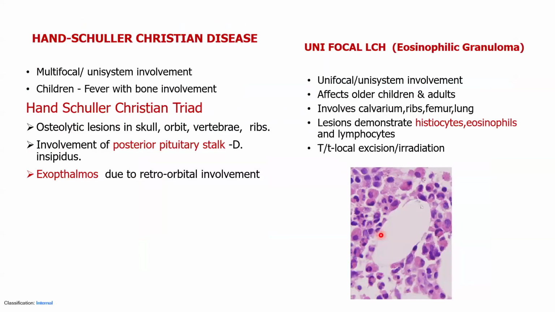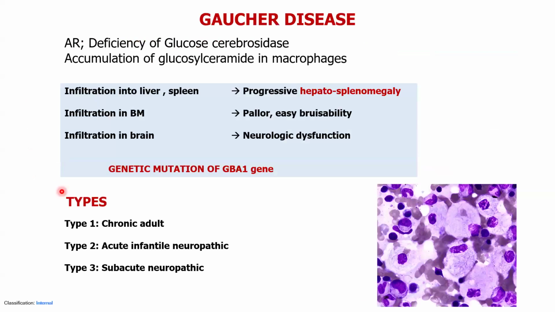So the other types of Langerhans cell histiocytosis are Hand-Schüller-Christian disease and also eosinophilic granuloma. These are associated with histiocytes, eosinophils, and lymphocytes, and these histiocytes can be subjected to IHC for confirmation. The Hand-Schüller-Christian triad involves osteolytic lesions in the skull and associated diabetes insipidus and exophthalmos due to retroorbital involvement.